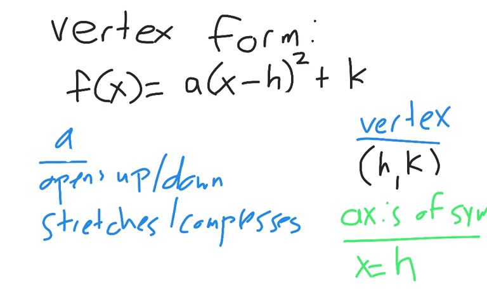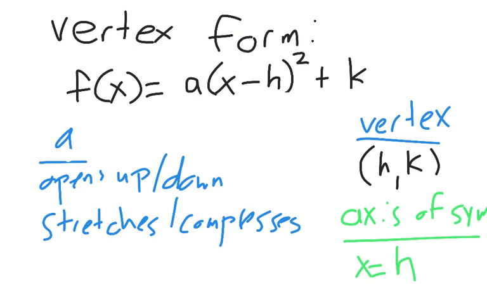So that's a lot of information from a graph that I can know just by looking, without even having to graph it. I can identify if it opens up or down. I can identify if it's been stretched or compressed. I can identify where the vertex is and where my axis of symmetry is. That's really a lot of information.